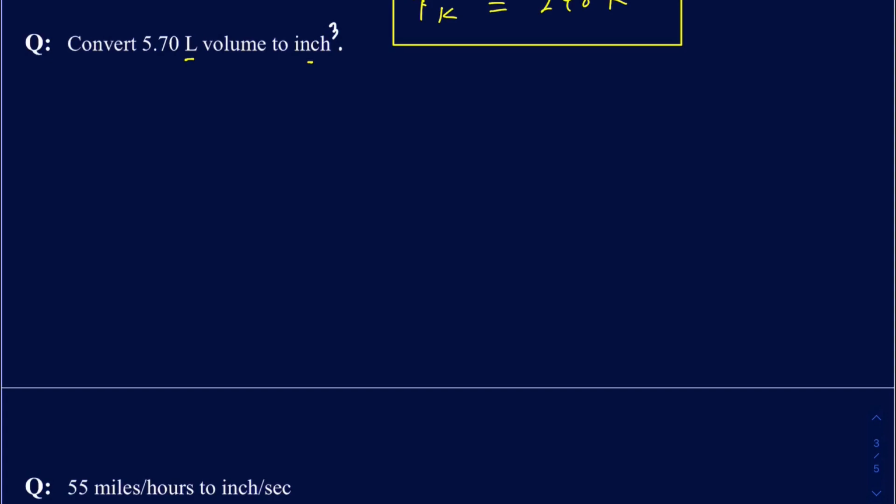So for example, if I have liters to begin with, the first thing I want to do is convert it to milliliters. Then from the milliliters, I want to convert it to centimeters cubed. And then from the centimeters cubed, I can convert it to inches cubed.